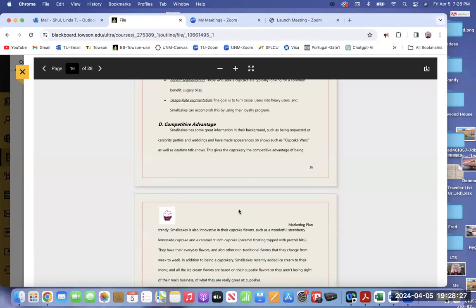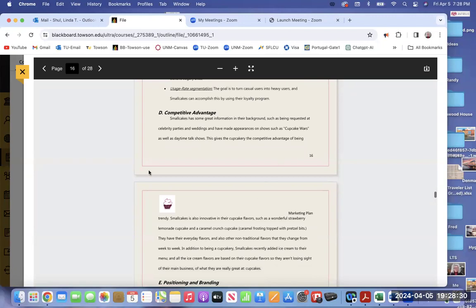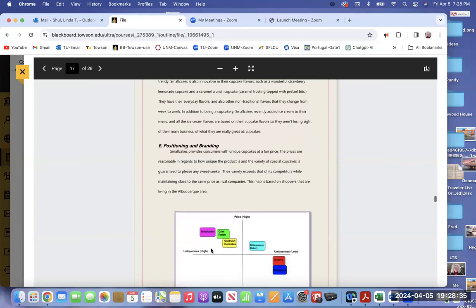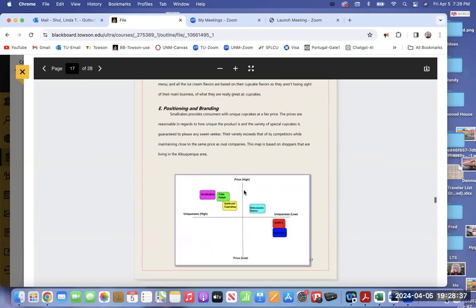Competitive advantage. What's the advantage over the competition? They did about a paragraph. Positioning. This one did a map where you have 2 axes, and this should actually be low on this side, high on this side, but low and high as far as price, and then uniqueness, and put things into different quadrants. And then if you do that, it's just easier to think about how it's positioned compared to the competition.